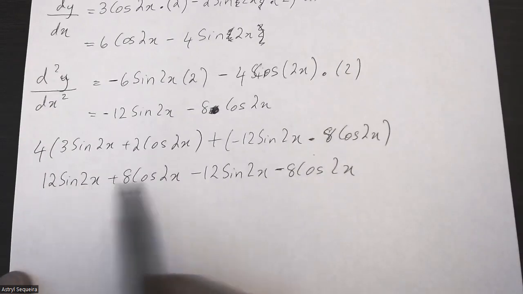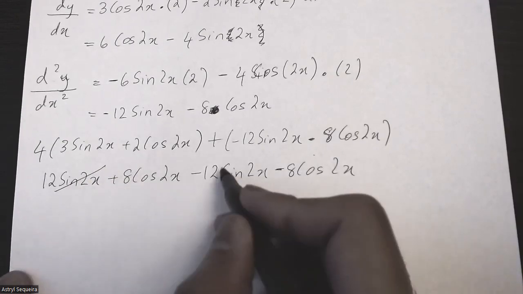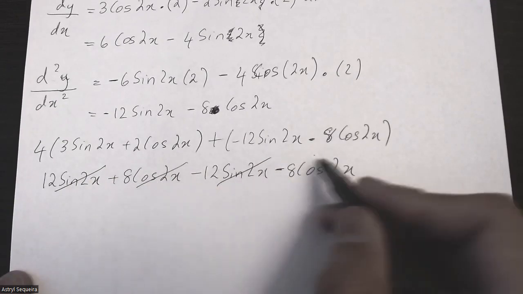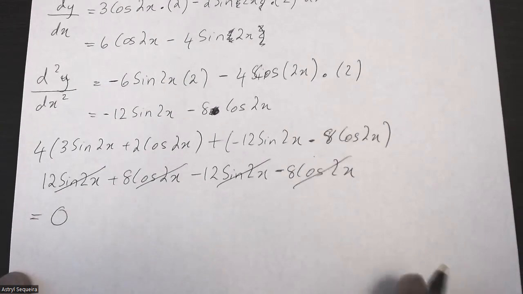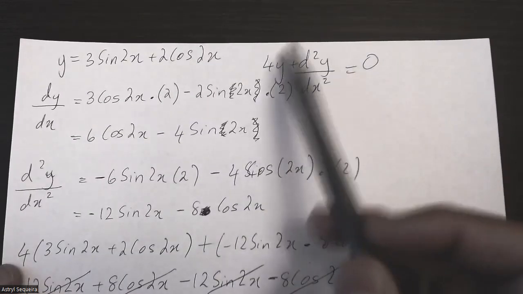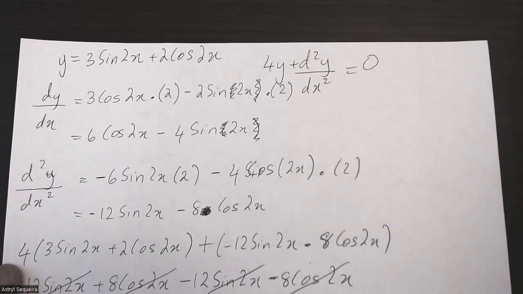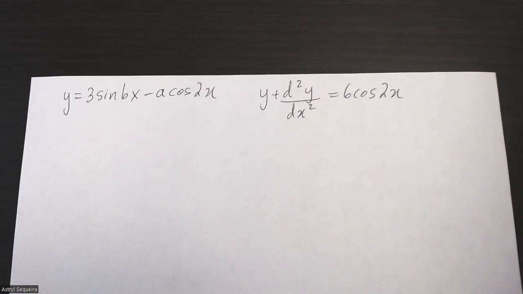And what you notice is 12 sine 2x minus 12 sine 2x just cancels off. 8 cos 2x minus 8 cos 2x cancels off. And we're just left with 0. So we've proved this equation over here to be true. Let's go to the second question over here.